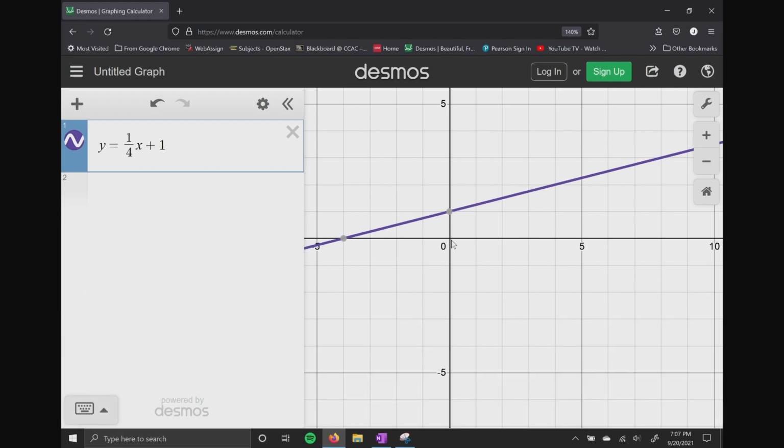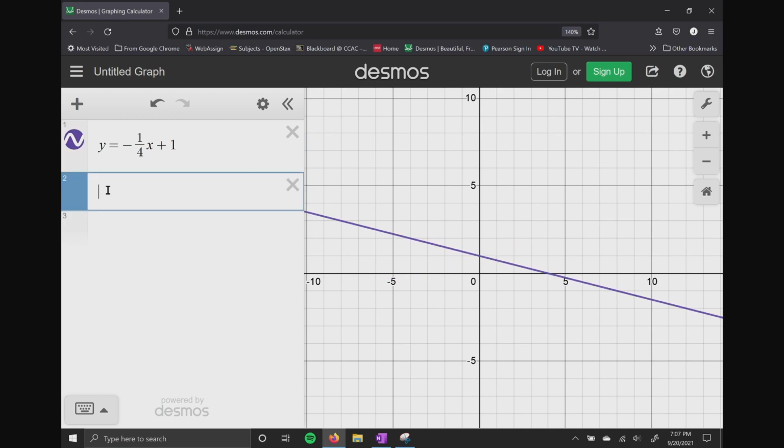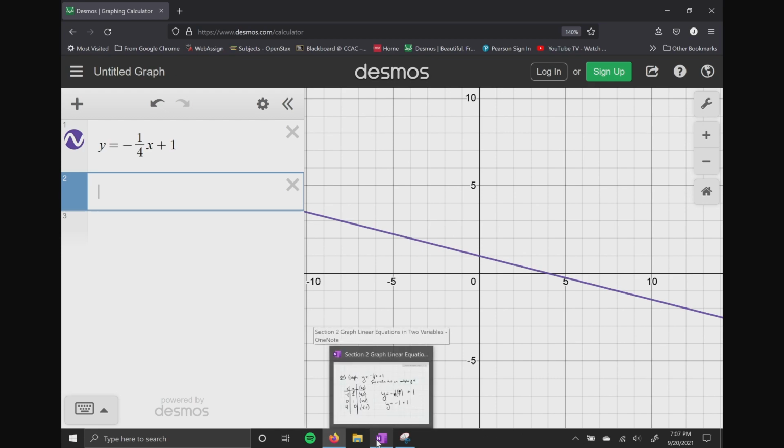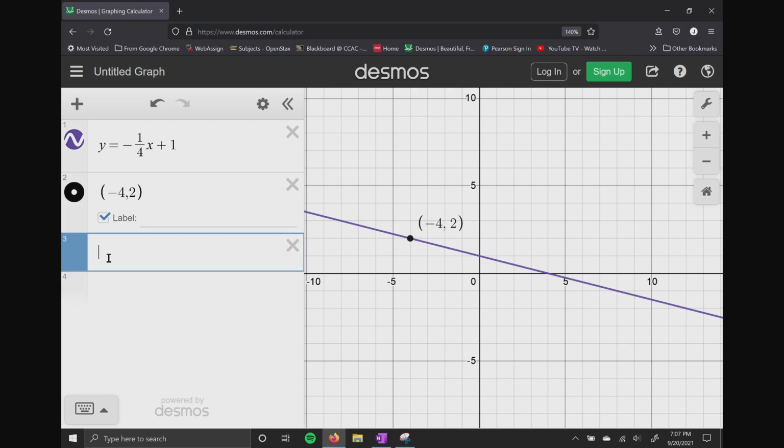Here's our line right here. It's nice and pretty. Oh, forgot the negative out front. I'm sorry. There we go. And now we're just going to type in our points. So the first point was -4 comma 2. Label it. Then the second point was going to be 0 comma 1.